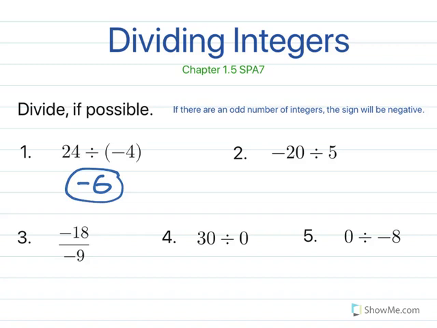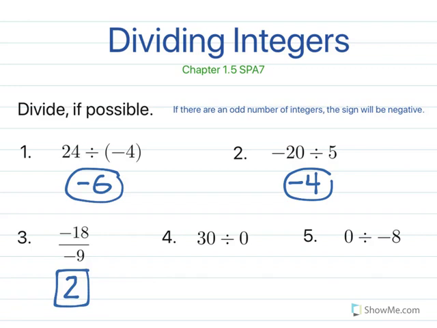For number 2, we have 20 divided by 5, which is 4. And we only have one negative number, one negative sign, so that's an odd amount. Therefore, the answer is going to be negative. Now, with number 3, we have 18 divided by 9 is 2. And we have two negative signs, which is an even amount. Therefore, the answer will be positive. So the answer is just positive 2.